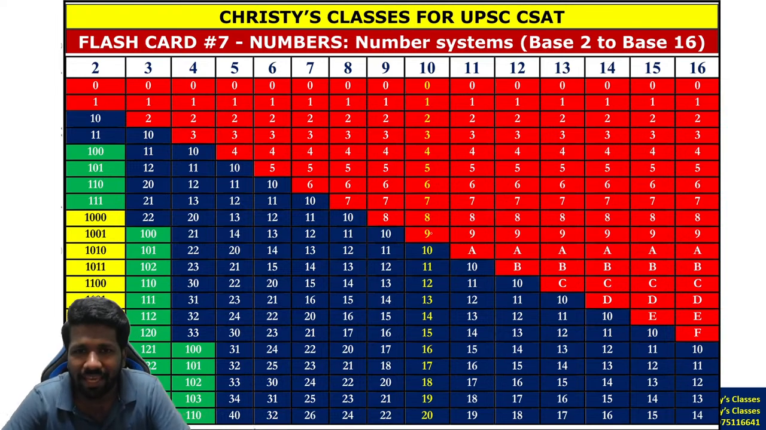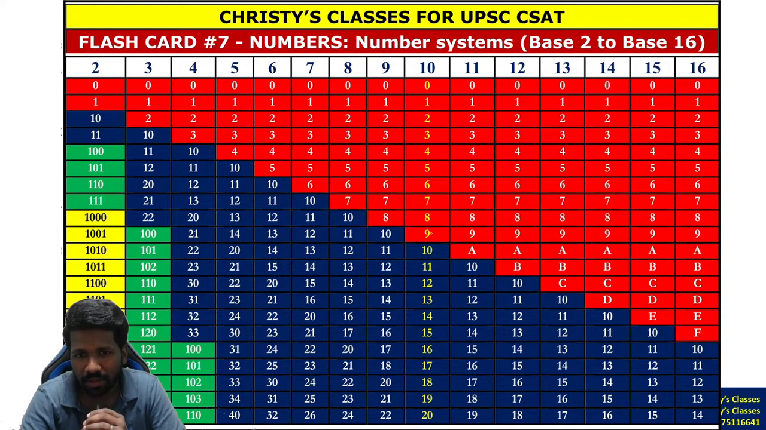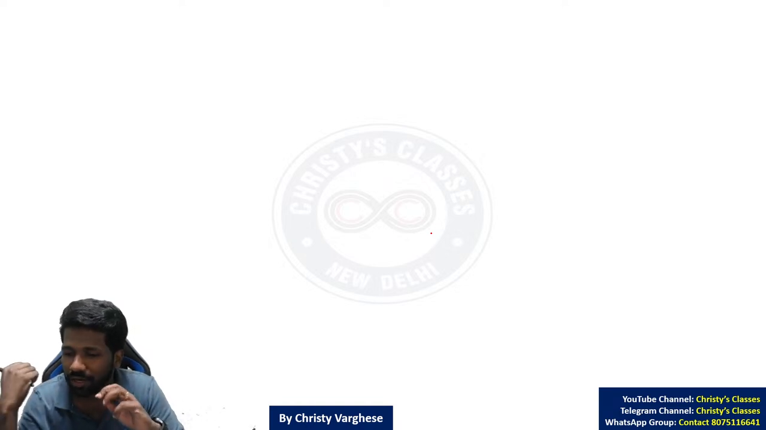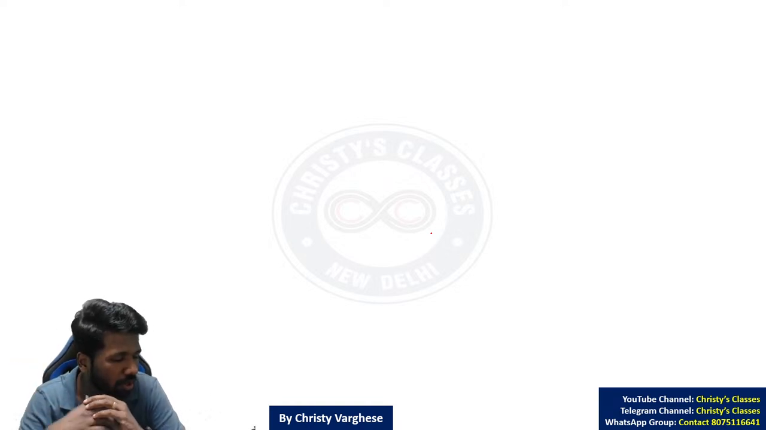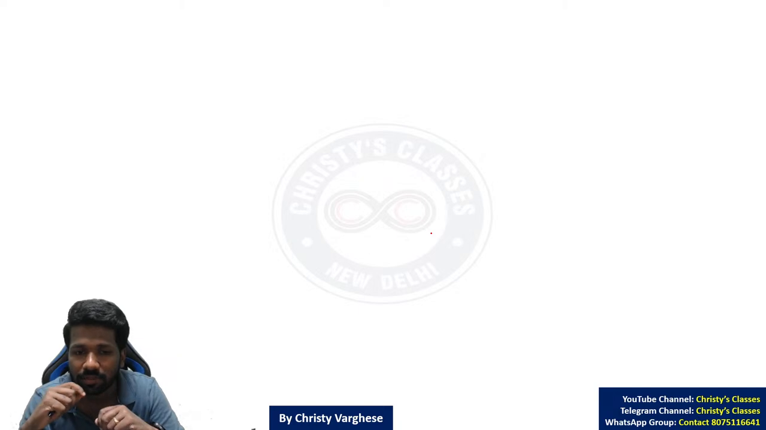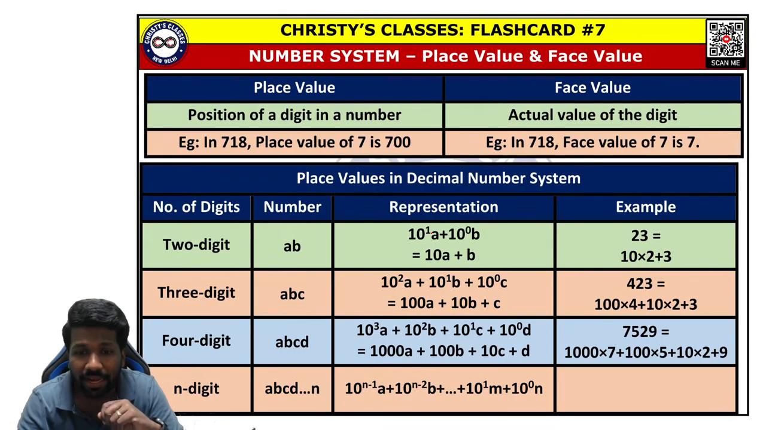So now, place values. I told you there are many number systems. There are infinitely many number systems. But the base 10 number system is what we are more interested in, because in all our daily life situations, in all transactions, currency, everything is in the decimal number system. So that is why we are more concerned about the decimal number system. Let us understand how place values are written in it.